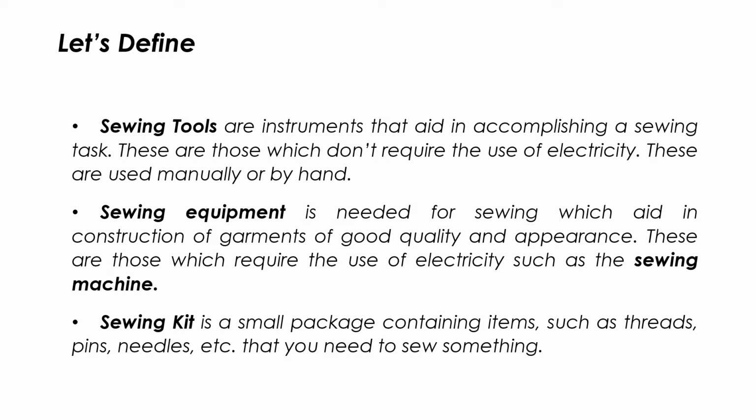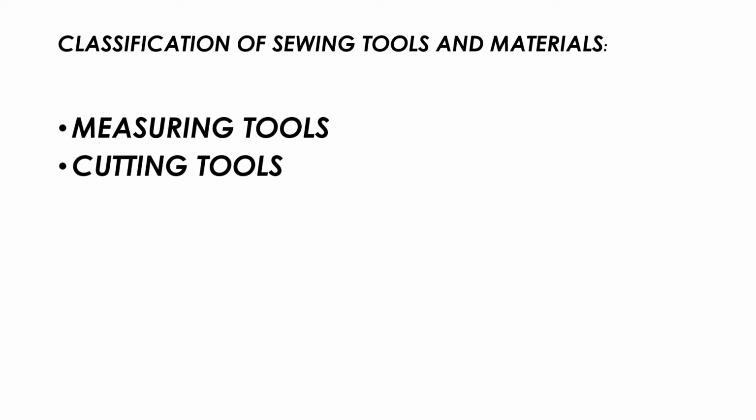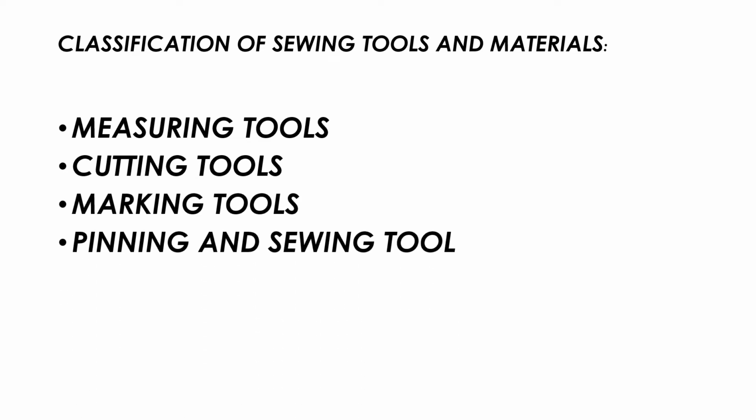Sewing kit is a small package containing items such as threads, pins, needles, and others that you need to sew something. Classification of sewing tools and materials. We classify them into 4: the measuring tools, the cutting tools, marking tools, and pinning and sewing tools. And the materials, of course.